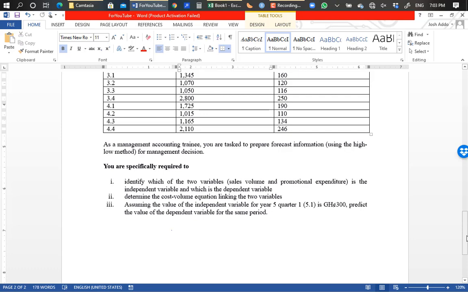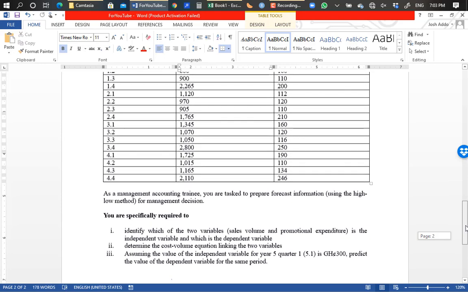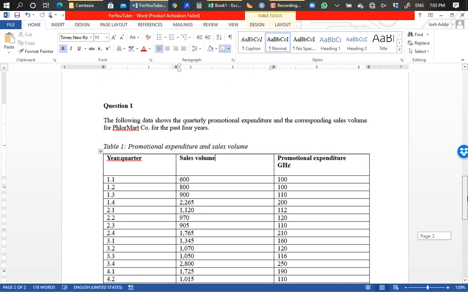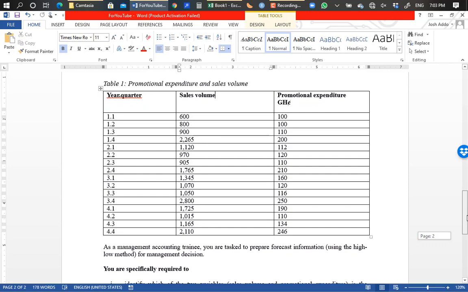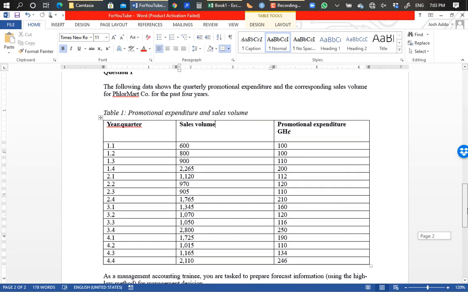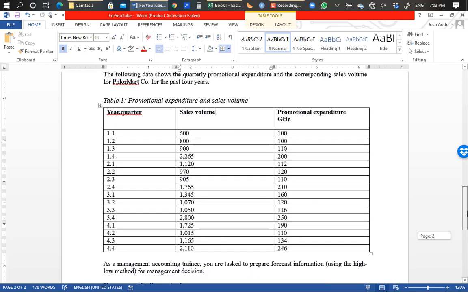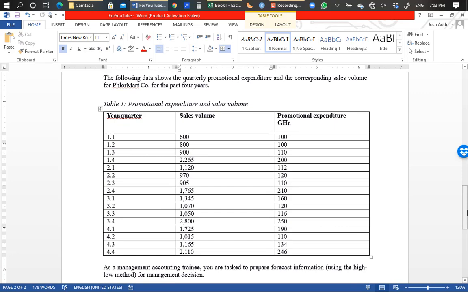Assuming the value of the independent variable for year 5 quarter 1 is 300 Ghana cedis, predict the value of the dependent variable for the same period. Okay, so that's what we are supposed to do, and then we solve the problem. Okay, so let's tackle the question.